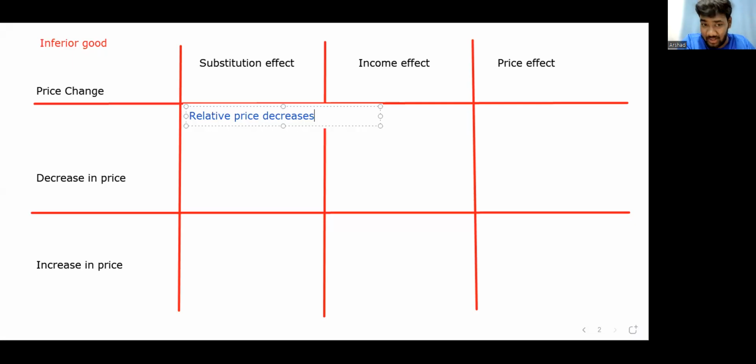Don't confuse that, right? So when the relative price of a good decreases, what happens to quantity demand? When the good has become relatively cheaper, what happens? Quantity demand increases. What type of relationship again? Positive or negative? A negative relation, right? So what can you conclude? What is your overall final point?